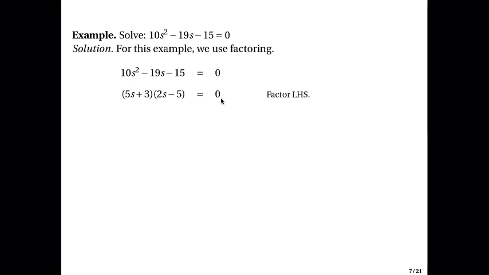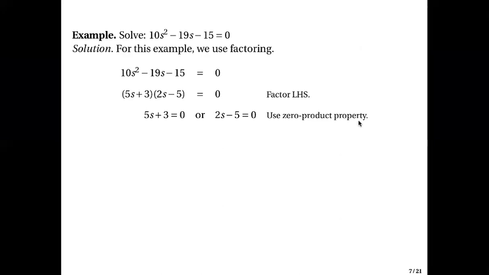And remember, again, for emphasis, if ab equals 0, then a equals 0 or b equals 0. So this represents your a, this represents your b. So a must be equal to 0 or b must be equal to 0. Okay? So 5s plus 3 equals 0 or 2s minus 5 equals 0. So use the zero product property.